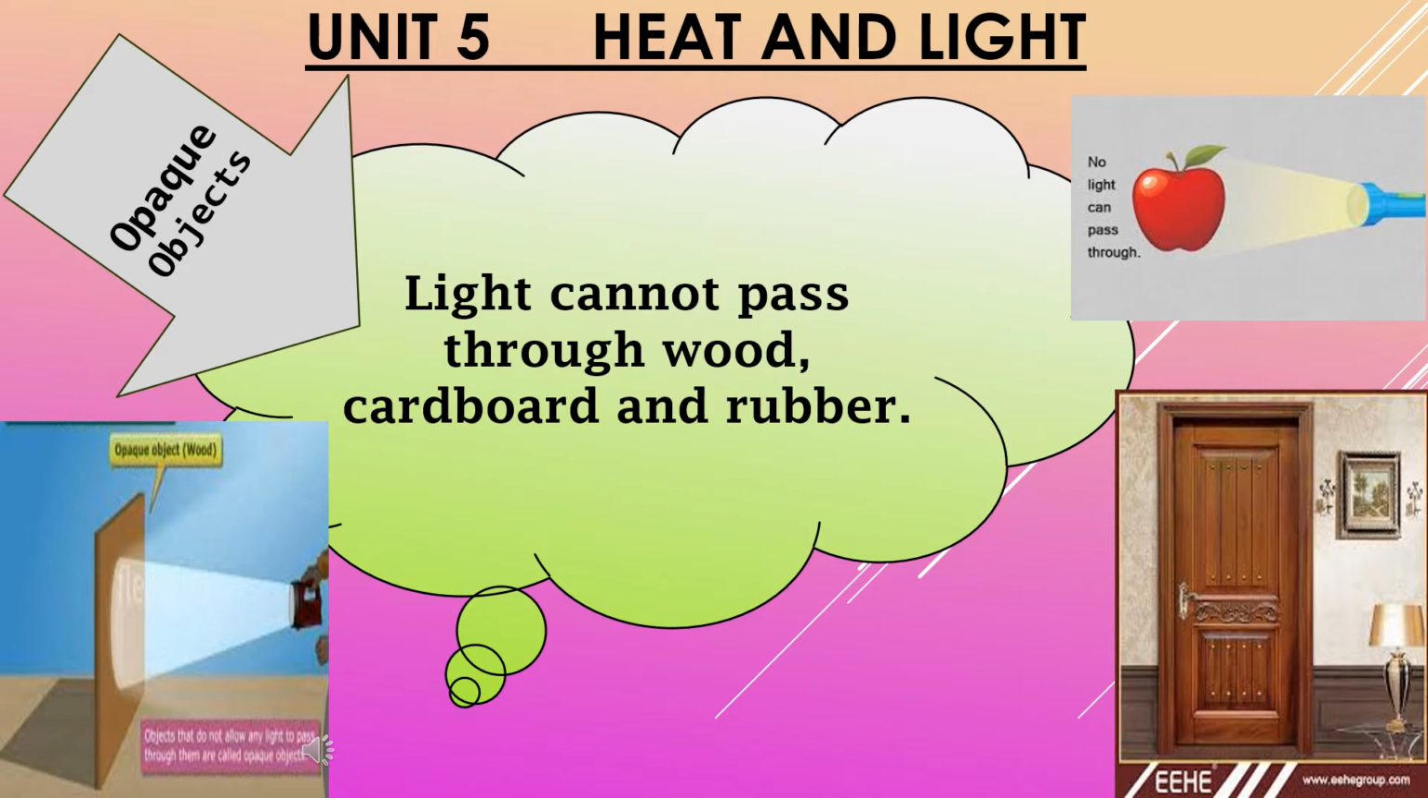These objects like cardboard, rubber, wooden door, these are the objects through which light cannot pass through. You cannot see the light on the other side of that object, as you can see in the picture, that the torch light is switched on a cardboard, but you cannot see that torch light on the other side of the cardboard. So these types of objects through which light cannot pass through are called opaque objects. You can see some of the examples in the picture also.